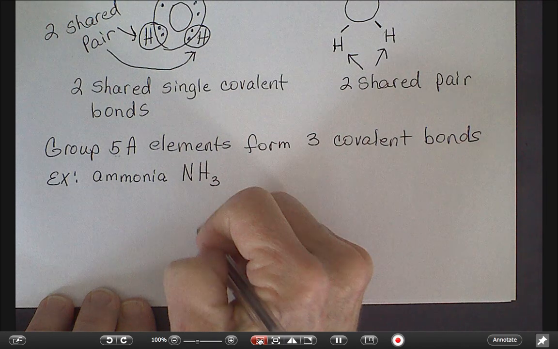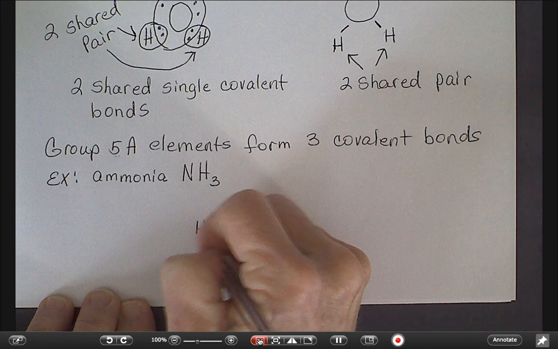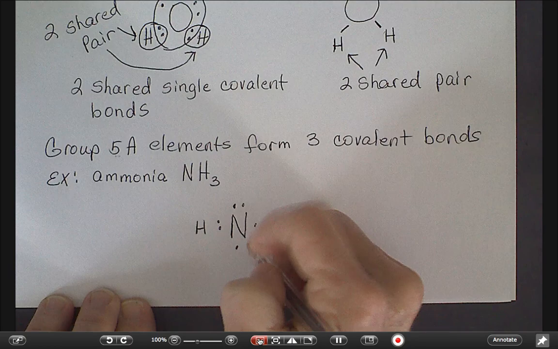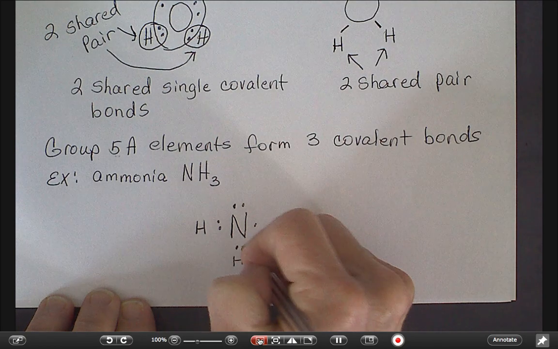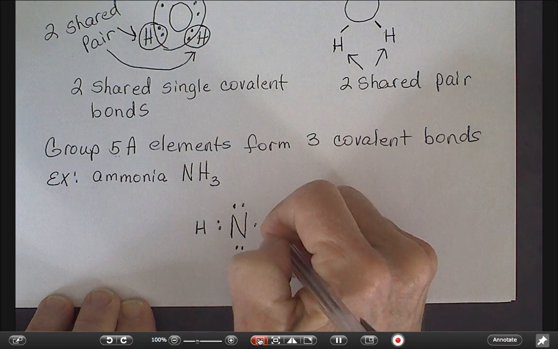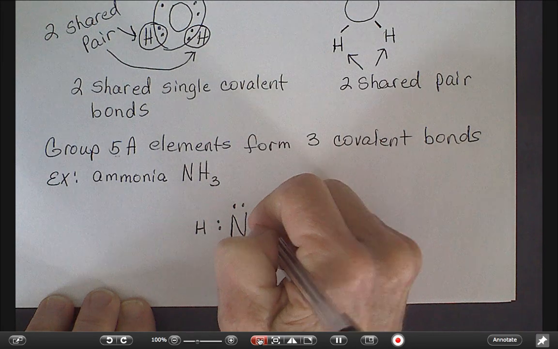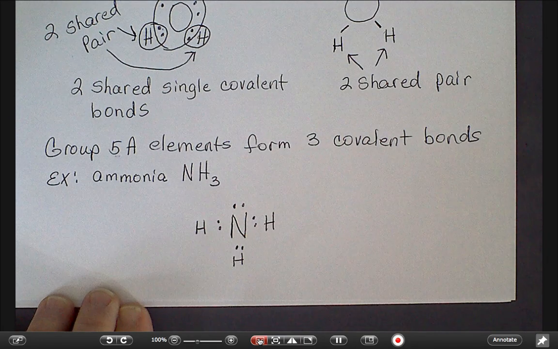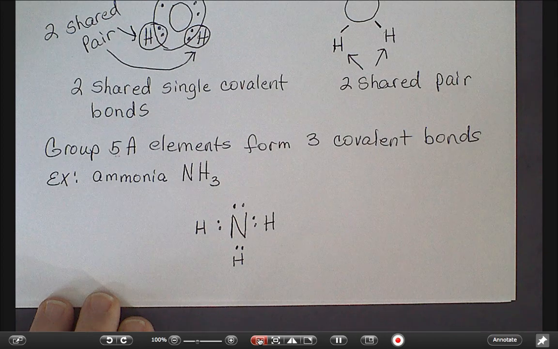So we'll put one here and a dot. We'll put one here and another dot. And we'll put one here and another dot. Questions? Okay. Draw your Venn diagrams. How many's around nitrogen now? 8.